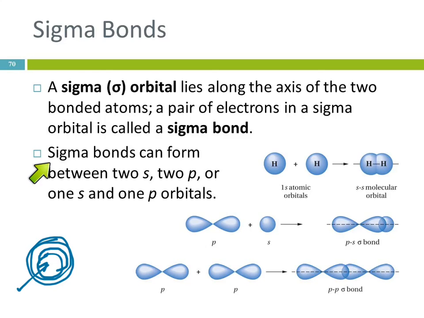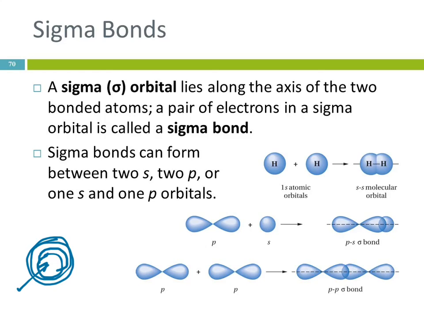These sigma bonds can form between two s orbitals, as we have here. They can form between two p orbitals. The p orbitals have this lobe shape. And when this lobe overlaps with that one, it forms a bond here. That bond is symmetrical along this axis. We can also have overlap between one p orbital and one s orbital. And this gives us a ps sigma bond. And it's that overlap. Any questions?